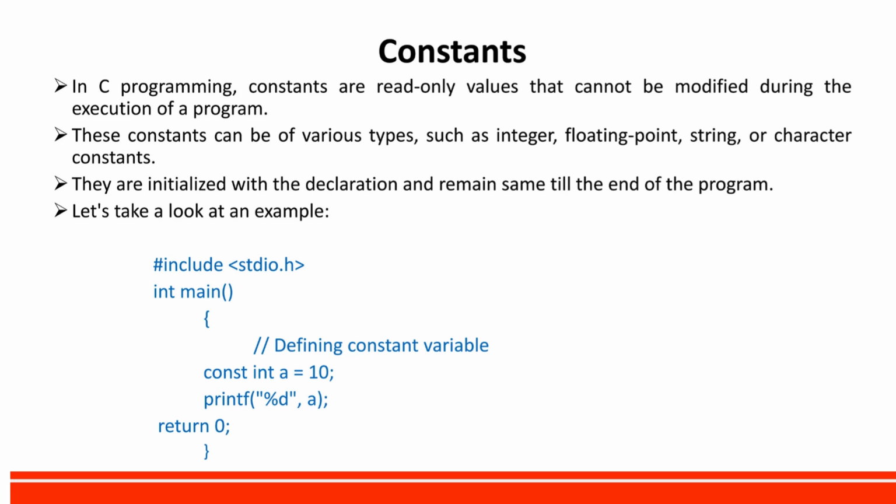Let's take a look at an example. In the above program, we created a constant variable a with value 10. This value cannot be modified later in the program. Syntax. We define a constant in C using the const keyword, also known as a const type qualifier. The const keyword is placed at the start of the variable declaration to declare that variable as a constant.